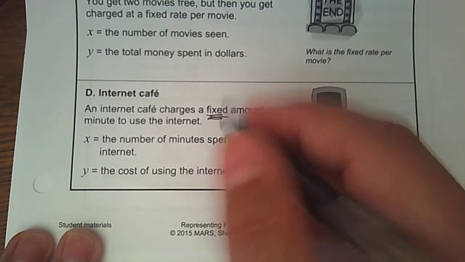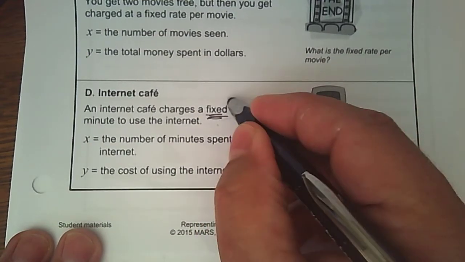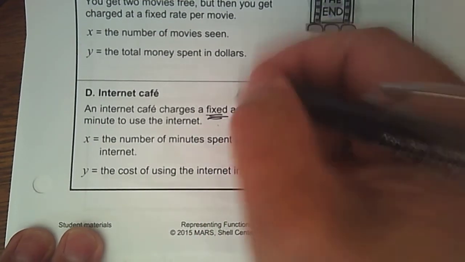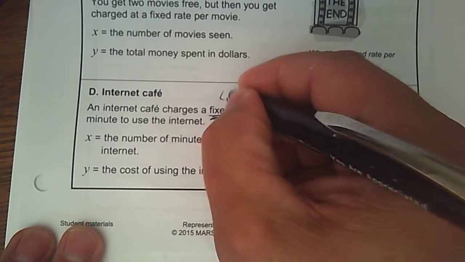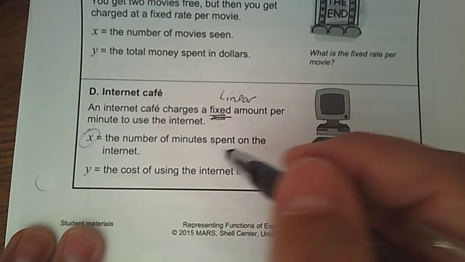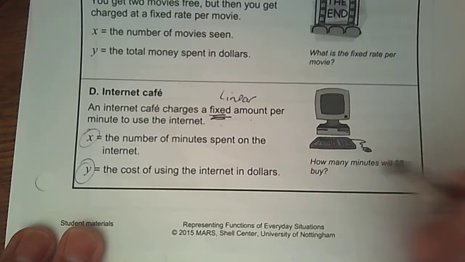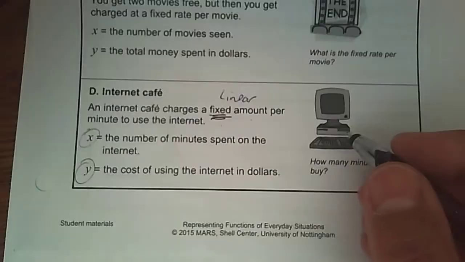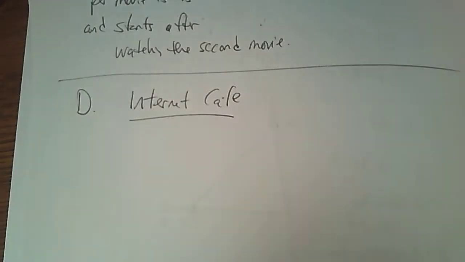So that idea of a fixed amount means it's a constant rate going forward. And if I'm going to think of what this could be, it would have to be something that's linear. X is the number of minutes spent on the internet, and Y is the cost of using the internet in dollars. So let's look at the graphs that we have left and think which one could match the internet cafe charging so much per minute.